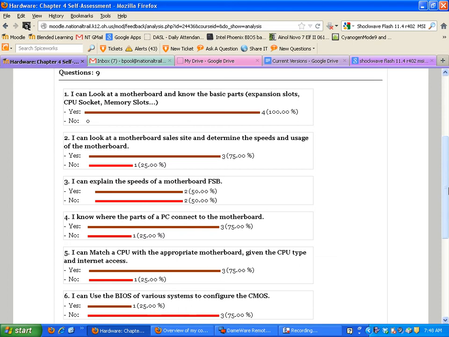You can look at the motherboard sales site and determine the speed and usage of the motherboard. That's just, can I really fit into this PowerPoint, okay? When it comes to speed, can I look at it and say, okay, it's DDR3 1266, or whatever. That's what I'm talking about, speed of the front side bus. But when I say the usage, I'm saying what components are on there. Can I use this one for a home PC? Will this work for me at home?